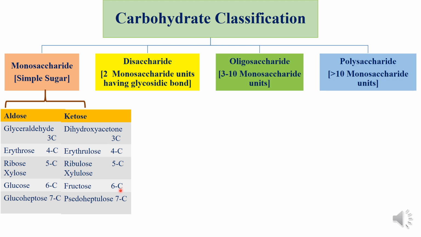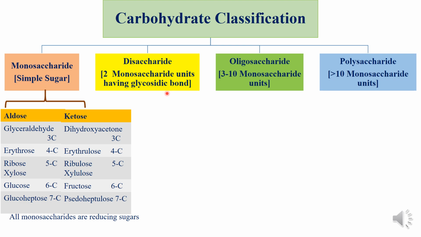Fructose is the fruit sugar which is a hexose, and pseudoheptulose is a 7 carbon containing compound which is found as an intermediate of pentose phosphate pathway. All these monosaccharide units are known as simple sugars because they cannot be further hydrolyzed into simpler forms. They are all reducing in nature.